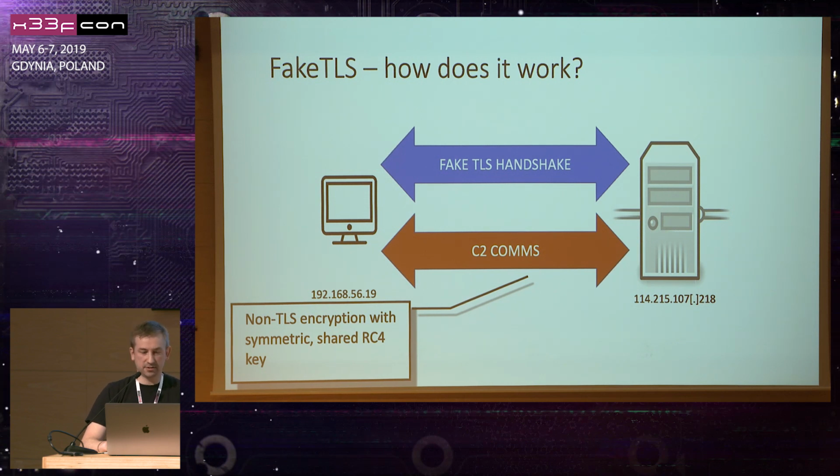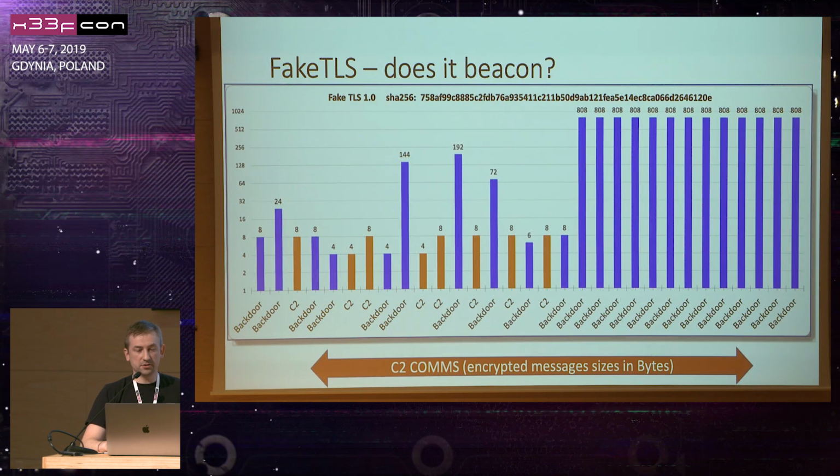Actually, it's not TLS. The encryption is symmetric. There is a pre-shared key, usually RC4, which was preloaded into the backdoor. C2, of course, knows this symmetric key, and this is the real communication. So does it beacon? Yes, this is an example of fake TLS. This is a graph of the sizes, the length of the encrypted messages between the backdoor and the C2. And what's interesting about it?